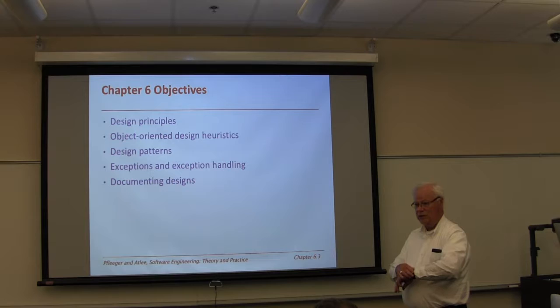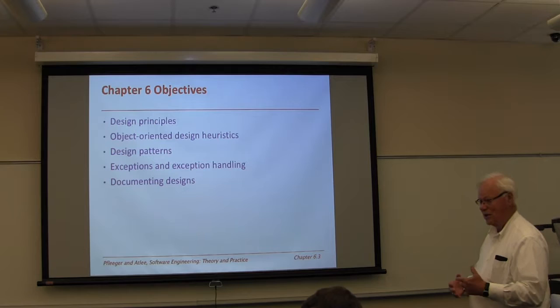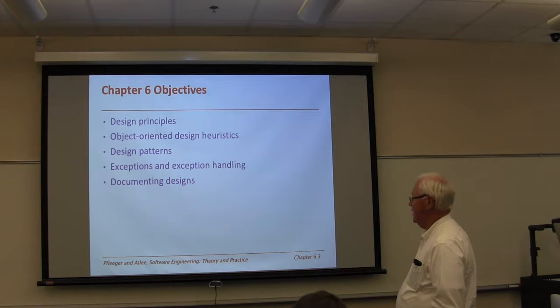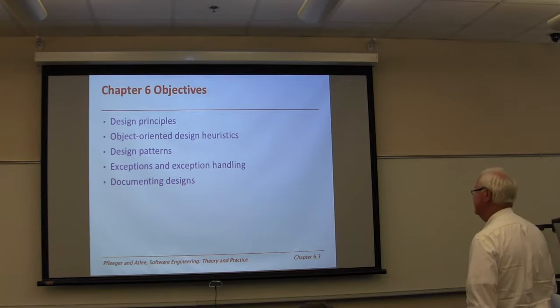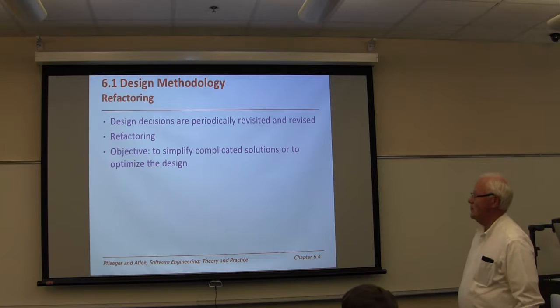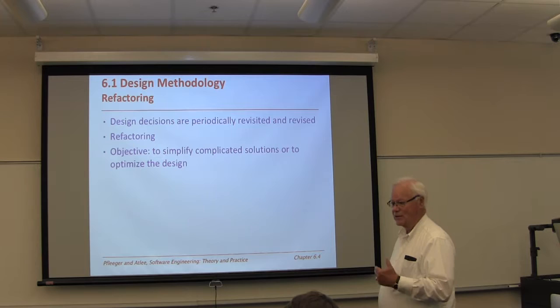Okay. So here are the objectives of chapter 6. Design principles. What is designing? What is it we're doing during designing? What about object-oriented design heuristics? And we are going to talk about that, but not all the slides. Different design patterns, exceptions and exception handling, and documentation designs. Those last two we probably will not talk about. So, what about design methodology and refactoring? Remember what refactoring does is when you've got everything scattered all over, you try to condense it, right? So refactoring and condensing is maybe a good way of saying it.